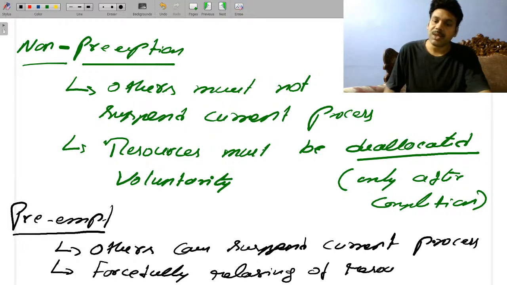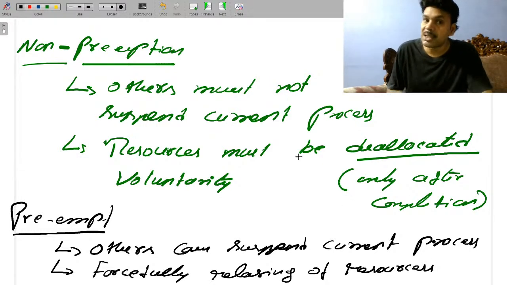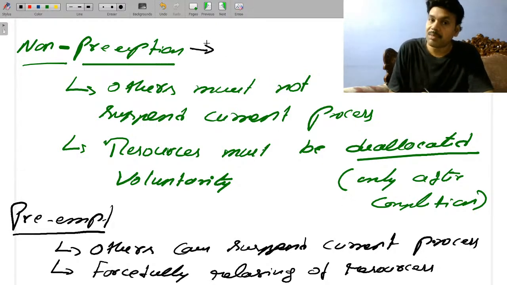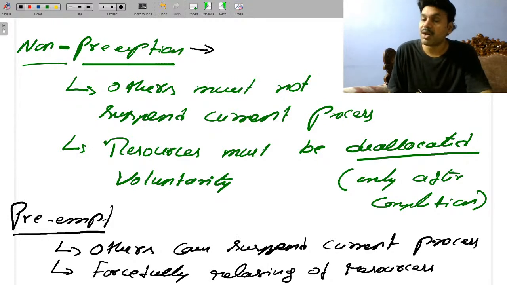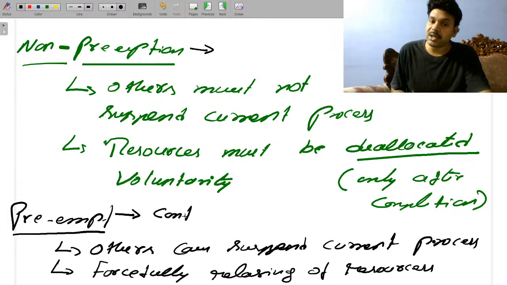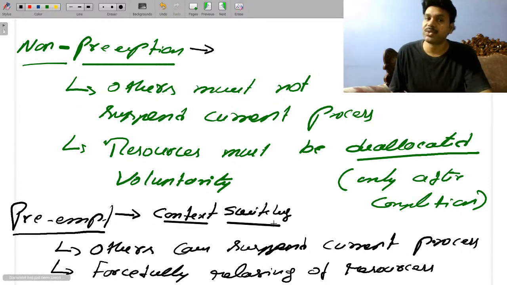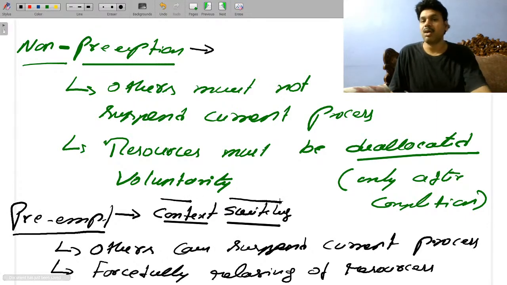This is the meaning of preemption. Especially in preemption, please understand. In non-preemption, we don't require much context switching. But in preemption, what is mandatory? Context switching. Because a high-priority process is going to kill you, so you need to save yourself and load other processes. So in preemption only, we go for the concept of context switching.